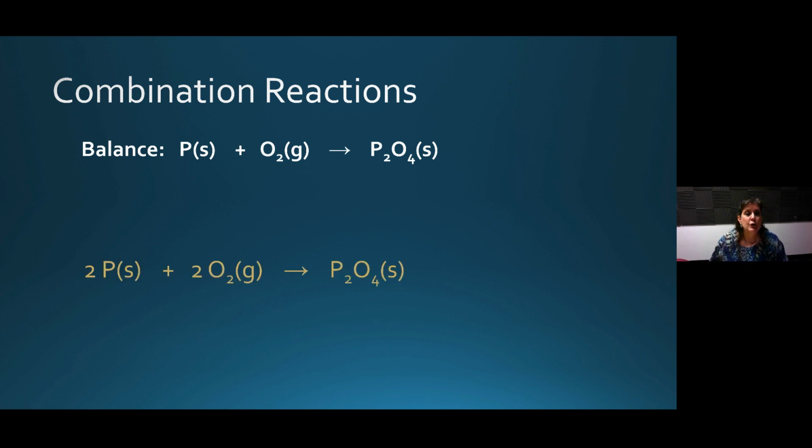You need 2 P's on the reactant side. So we have 2 phosphorus atoms on both sides. Then because we have 4 O's on the product side, we had to put a 2 in front of O2 to make 4 O's. So we have 2 P's and 4 O's on both sides. That is your combination. Good job.